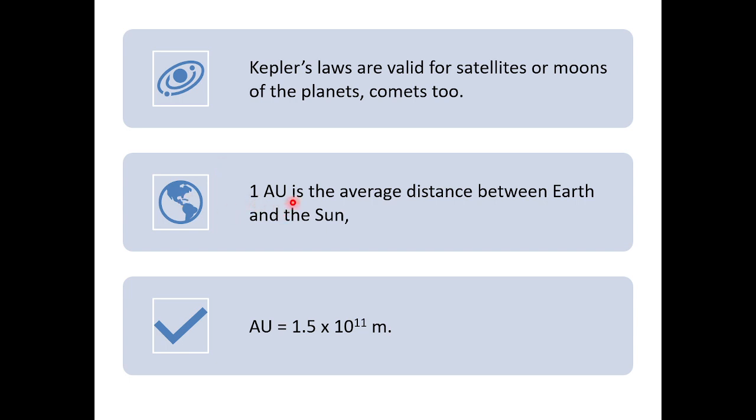Now, what is AU? AU is astronomical unit. This is a distance actually. It's a very long distance. This is the average distance between Earth and the Sun. Why do we use the word average here? Because as I explained before, the distance between the Earth and the Sun is not fixed. It keeps on changing every day of the year. So that's why this is average. So 1 AU is a very, very huge distance, which is 1.5 times 10 to the power 11 meters.